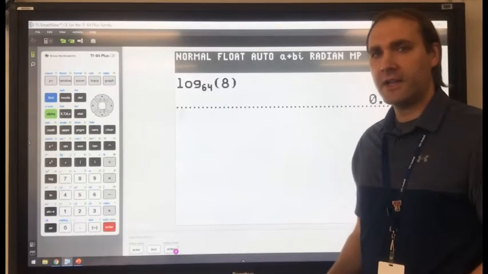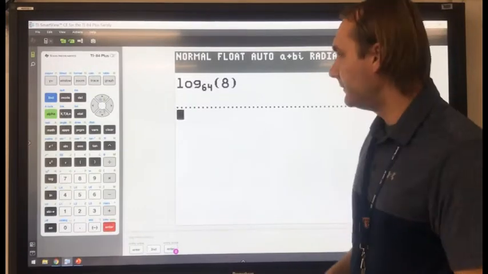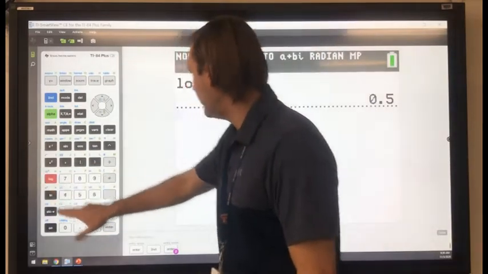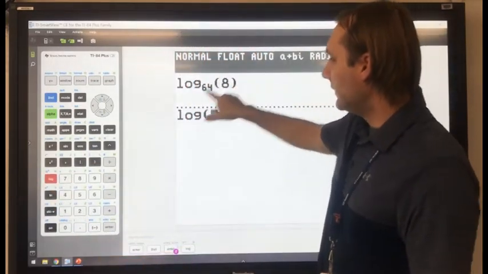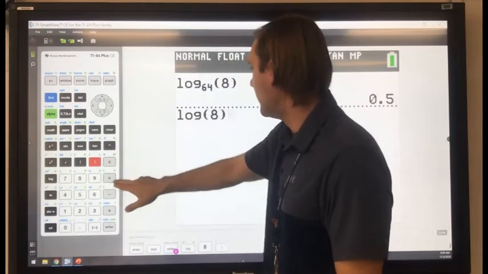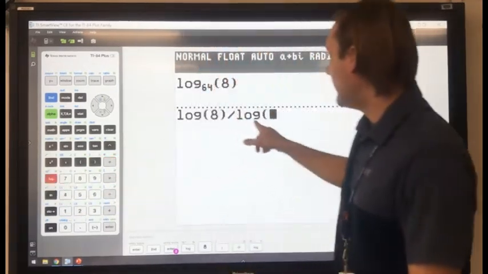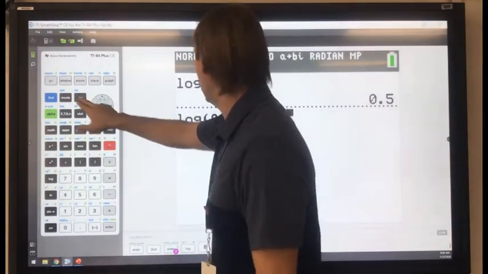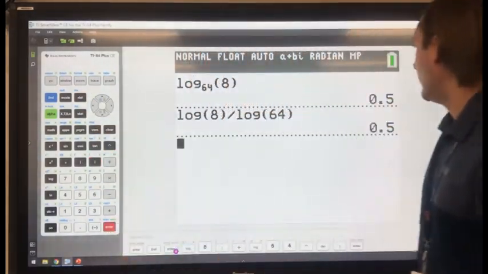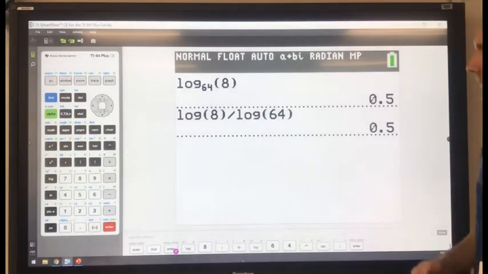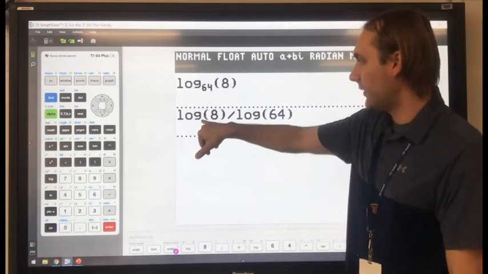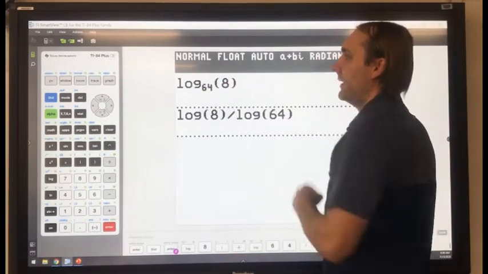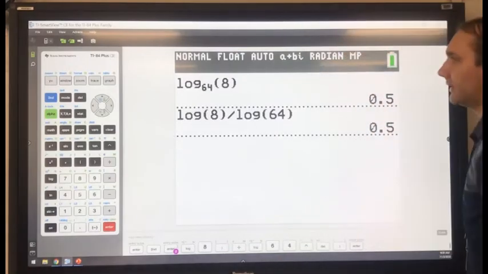So for those that don't have a fancy calculator, all you have is log base 10. What you can do is what's called change of base. So I want log base 10 of 8, and I'm going to divide that by log base 10 of what my base is, 64. So this is called change of base. If you only have log base 10, what you can do is divide the log of the number by the log of the base. That should give you the same answer.